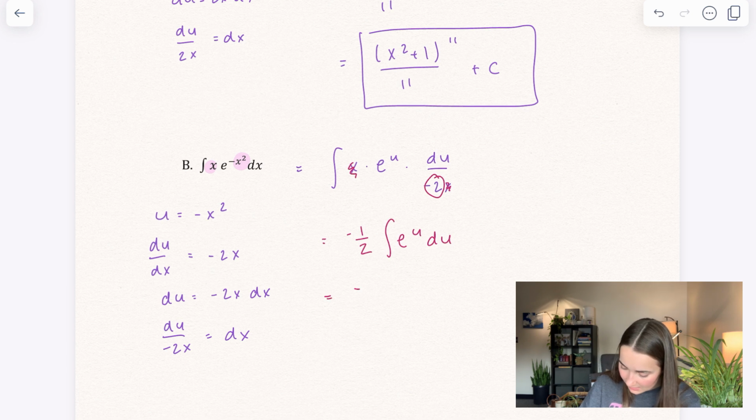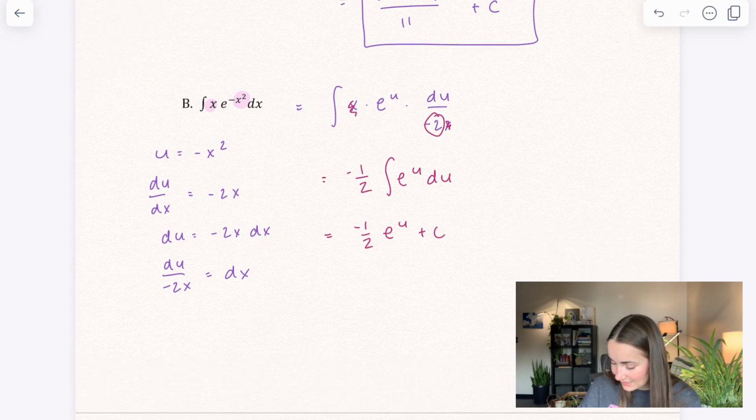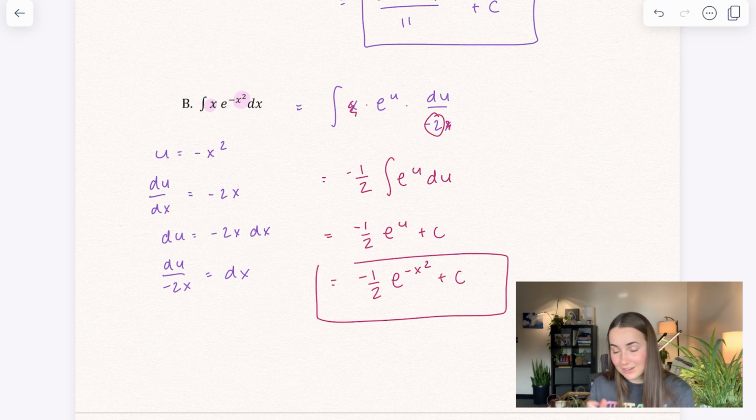So here, when I take the antiderivative, it doesn't change at all, right? The derivative of e to the u is e to the u, and the antiderivative of e to the u is e to the u. But we have to add on some constant c. And our last step is to replace u back in, so we get negative 1/2 e to the negative x squared plus c. And that right there is our final solution. If you did u equal to x squared, you would still end up with the same solution, which is super cool.